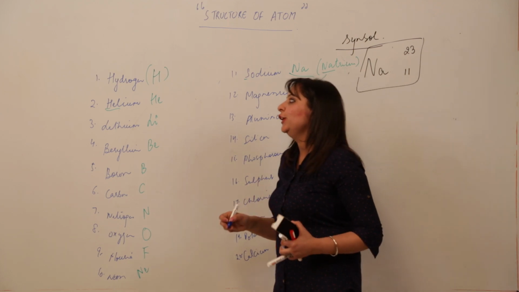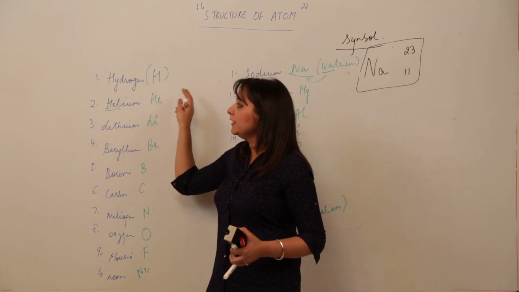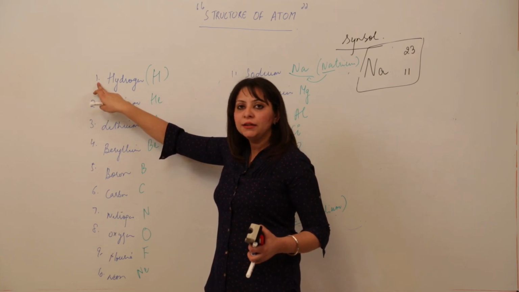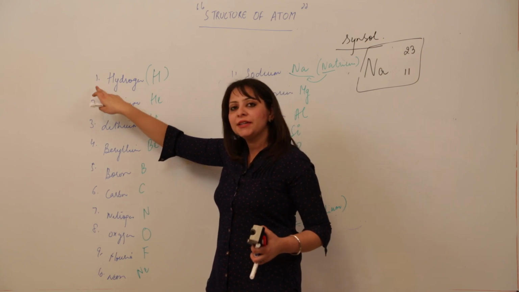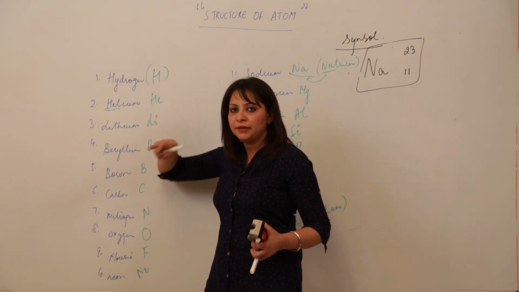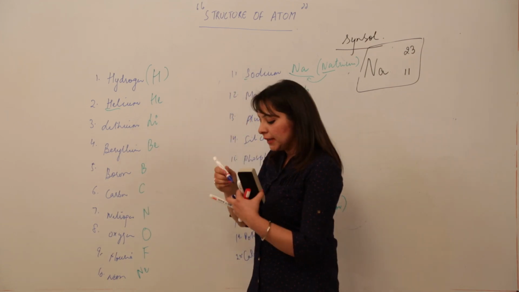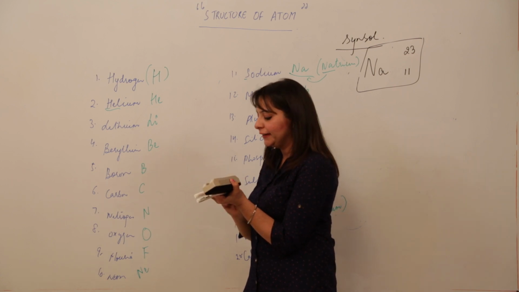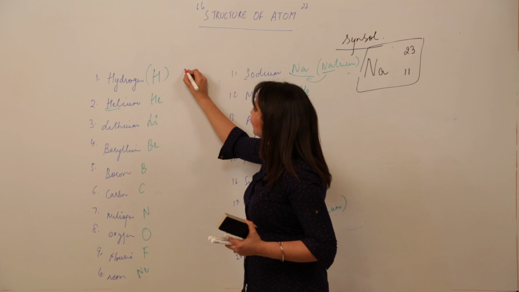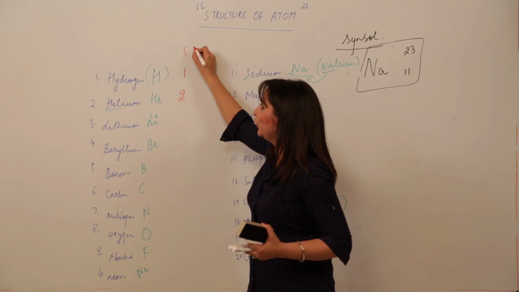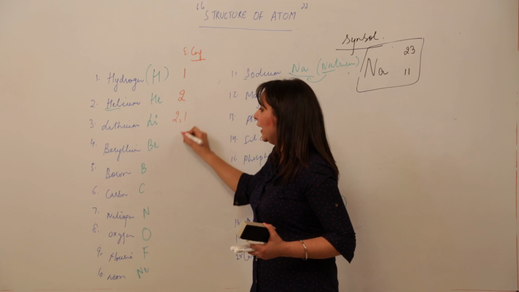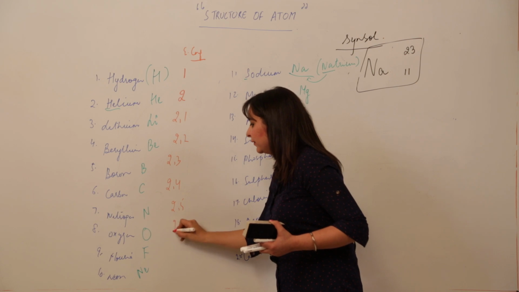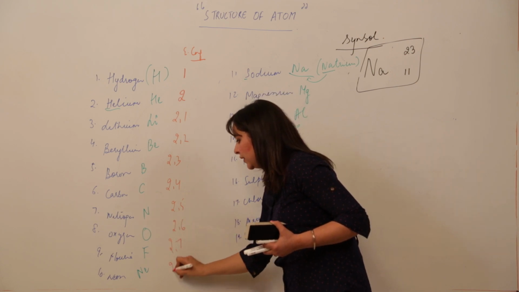Now we write the electronic configuration for them. I am writing the electronic configuration by looking at the atomic numbers. As we know, if the atomic number is 1, then proton is 1, electron is 1. So I am considering the atomic number as the number of electrons and writing the electronic configuration. Hydrogen is 1, helium is 2, these are the electronic configurations. Lithium 2,1, beryllium 2,2, this is 2,3, this is 2,4, this is 2,5, this is 2,6, this is 2,7, this is 2,8.